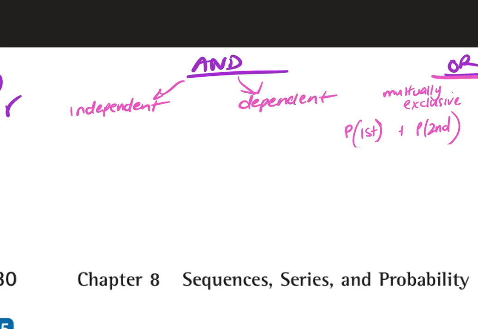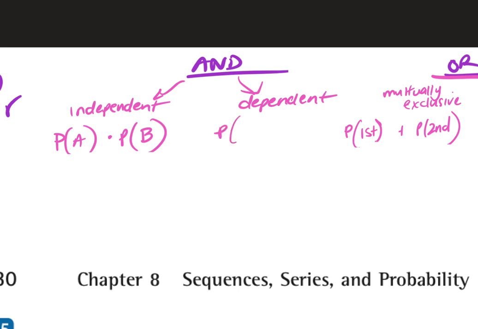Independent means one does not affect the other. So if I pull a card out of the deck and I replace it, that's independent. If I pull a card out of the deck and keep it, that's dependent. If it's independent, then we do the probability of the first thing times the probability of the second thing. One does not affect the other. But you do assume that the first thing has happened.